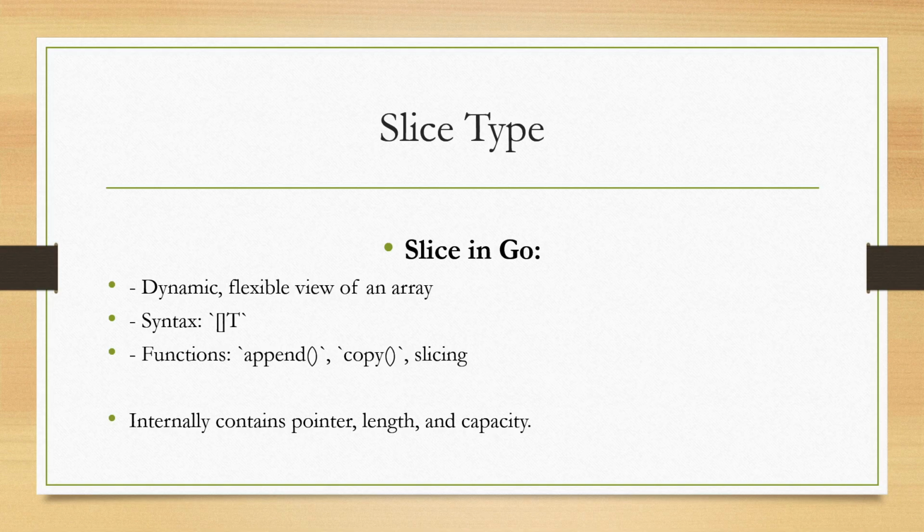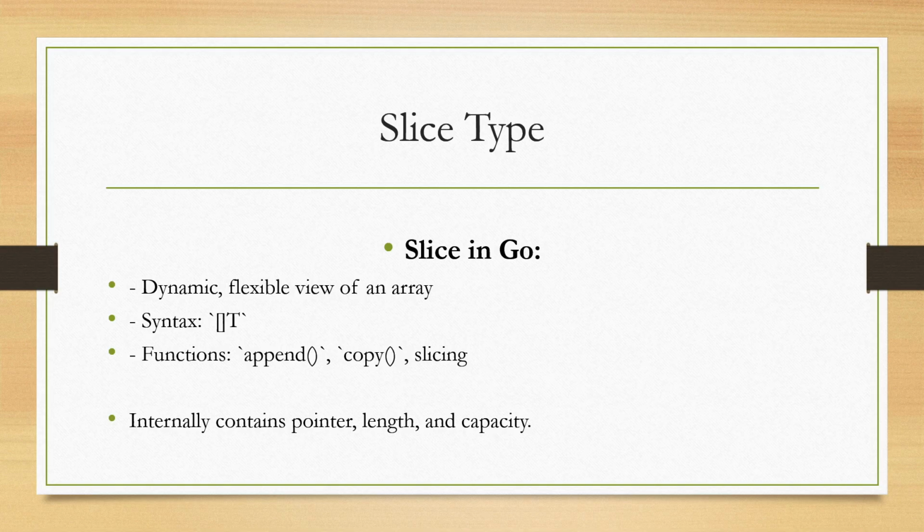Now what makes slices really useful are a few built-in functions that come with them. One is append. Append helps you add more items to the slice. Super handy when you do not know in advance how many items you will need. And copy. Copy lets you duplicate the data from one slice into another. And slicing is just a way to take a portion of a slice, like saying give me the first three elements, or everything after the second element.